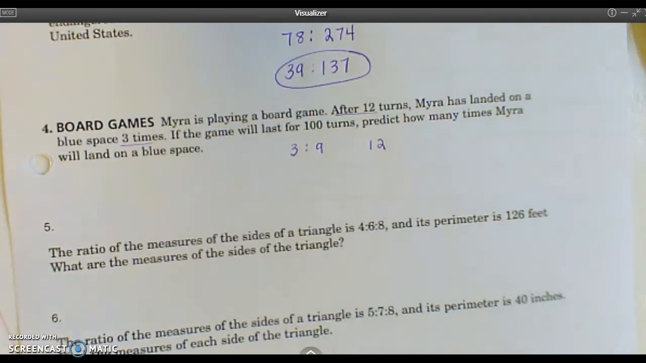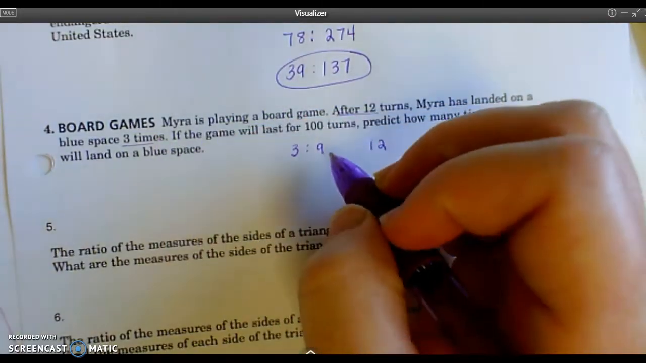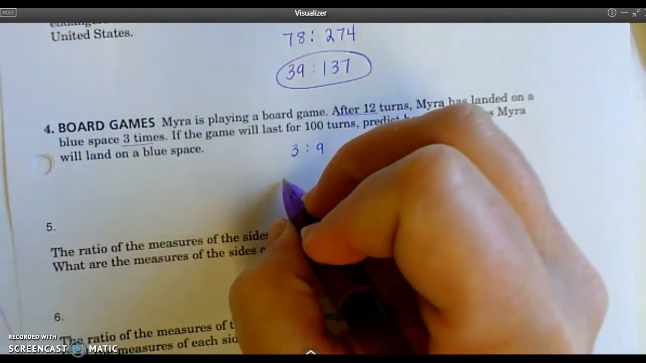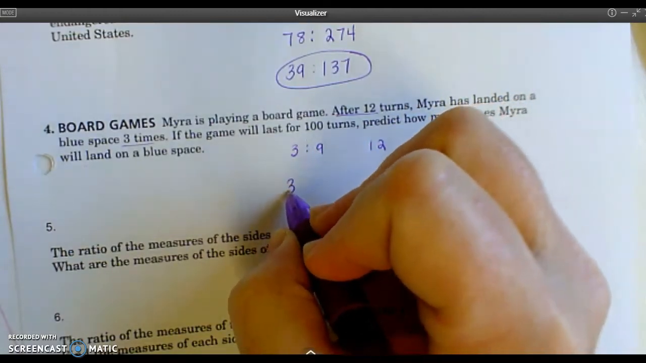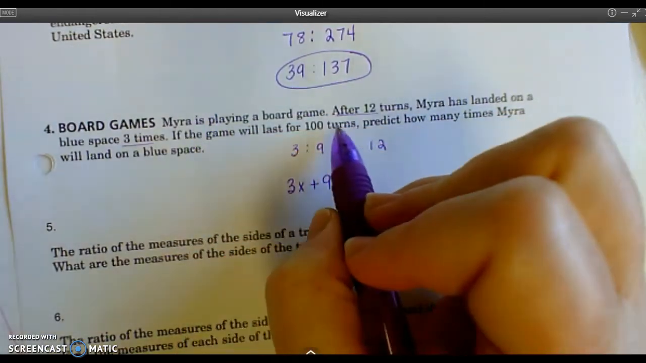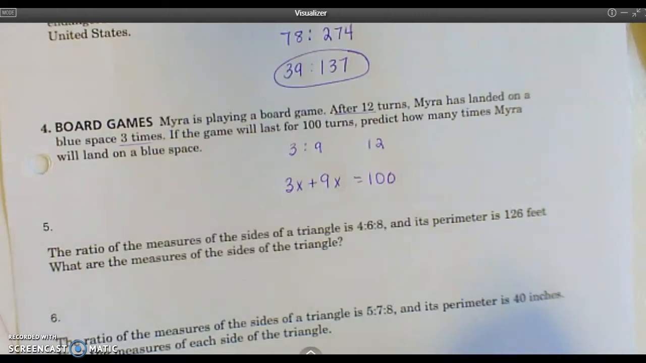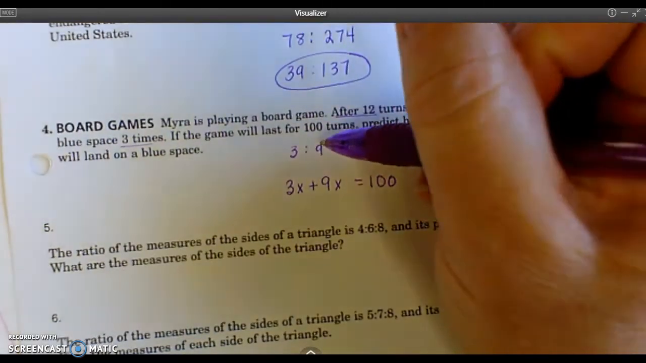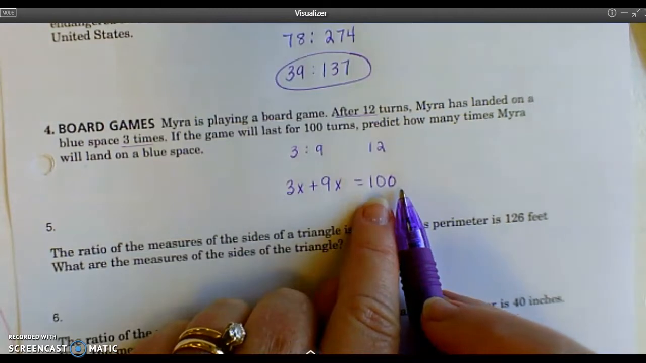So if the game will last for 100 turns, predict how many times Myra will land on this blue space. So I got the 9 because I subtracted 12 minus 3, so what I do is basically you can take 3x and add it to 9x, and then we're going to equal that to the total. So anytime you have problems like this, if you know what the ratio is, you put x with it, and equal it to the total.